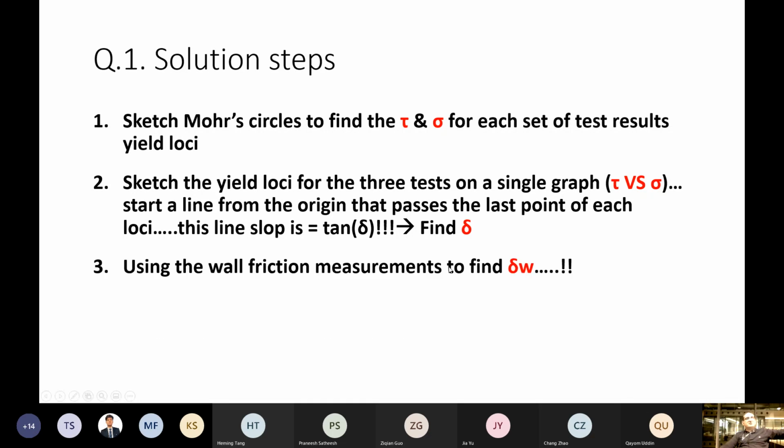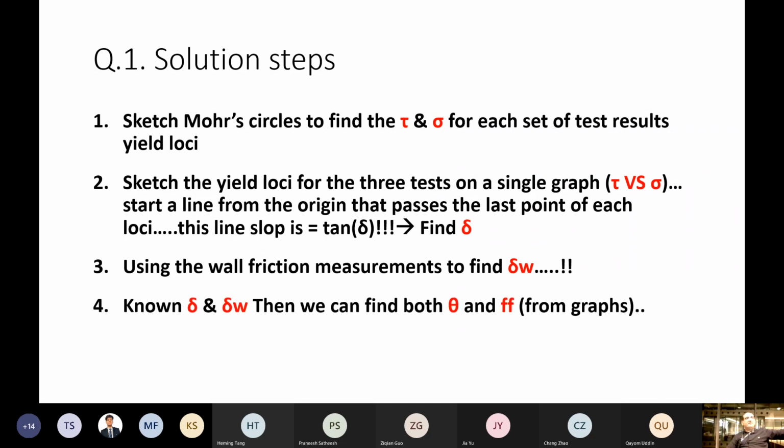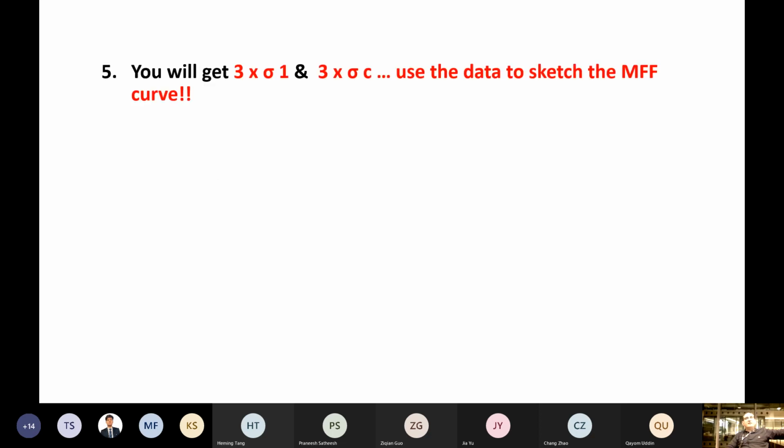Using the wall fraction measurement to find the delta W, because we already have delta X and delta Y, then we can find the tangent and we can find the delta W value. Now we know the delta and the delta W, then we can find both the theta and the FF from the charts I shared with you. We'll get 3 sigma 1 and 3 sigma C.